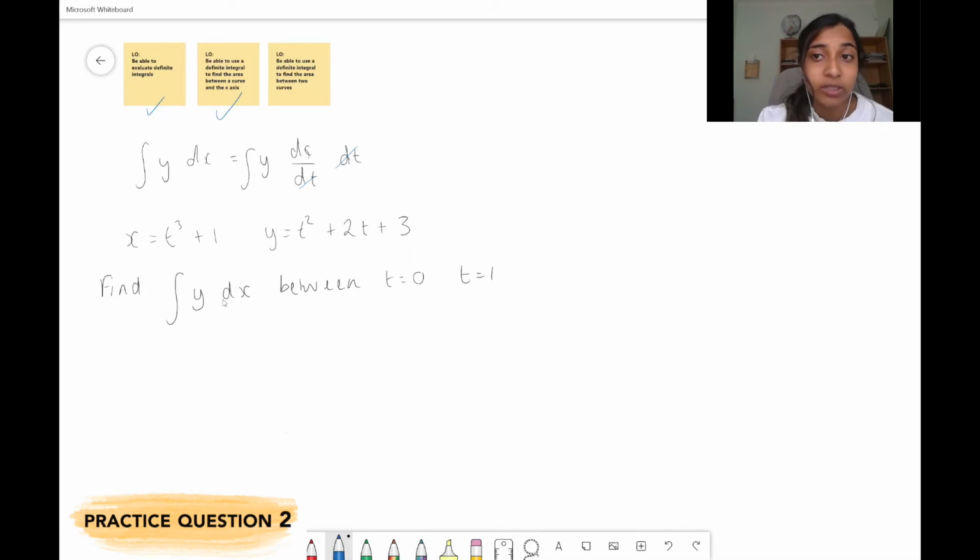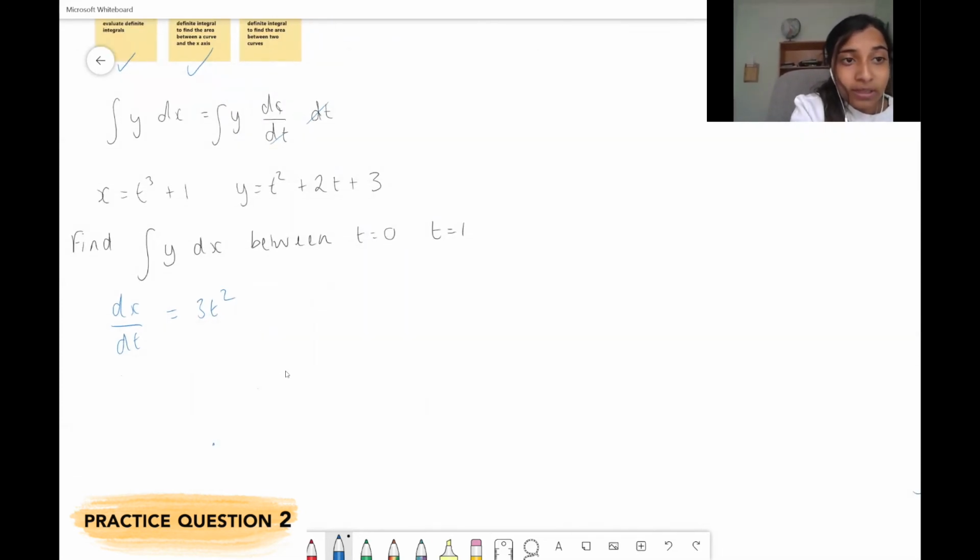So if we try it with this question, we have x equals t cubed plus 1 and y equals t squared plus 2t plus 3, and we want to find the integral of y dx between t equals 0 and t equals 1. That's the same as if you draw that curve, the area between t equals 0 and t equals 1. To do this, we can use this formula. The first thing we need to find is dx over dt. If we differentiate our x, we get 3t squared.